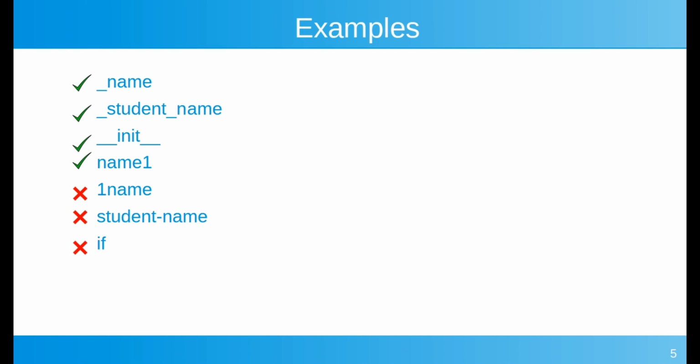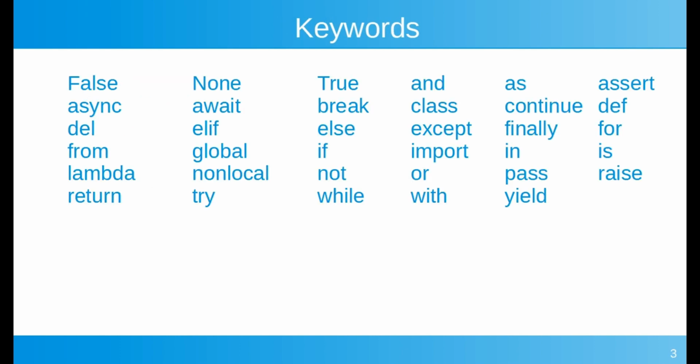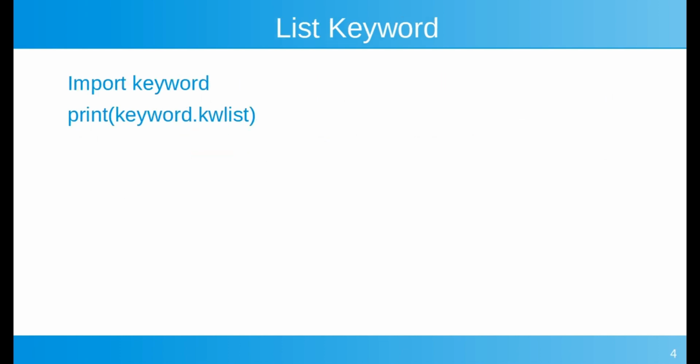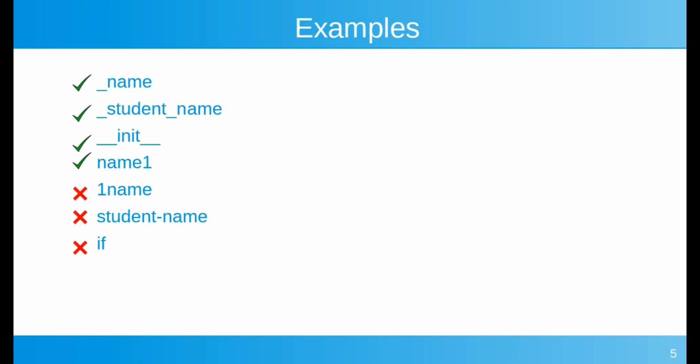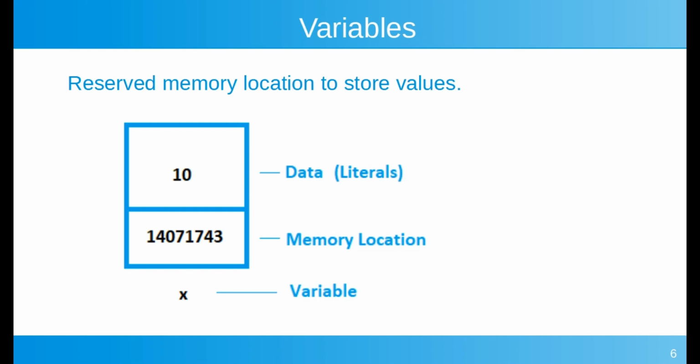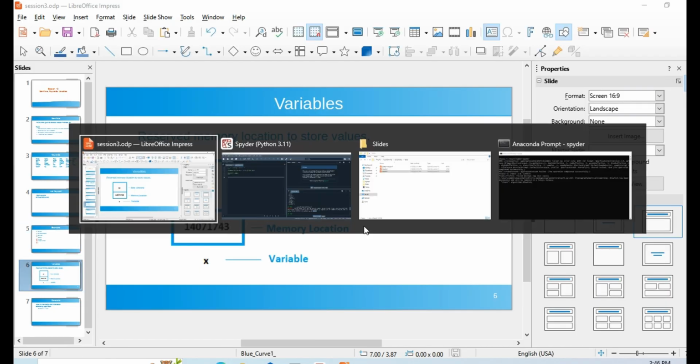And the other one, student hyphen name, is also not valid because a hyphen is not allowed. We can use an underscore instead. And finally, if you define any variable or anything with the name if, it is not valid because if is a keyword in Python, as you can see here. So this is also not a valid identifier in Python. Okay, so we have covered identifiers, the rules for defining identifiers, and all the keywords available in Python. Next we will discuss variables in Python.